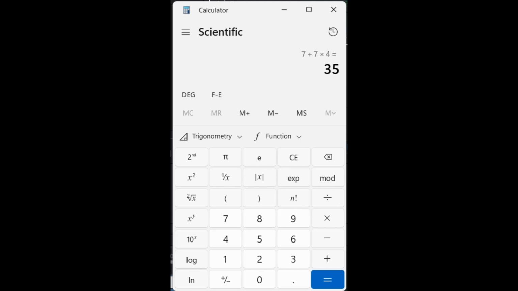And if you doubt me, please look up the order of operations. Please reference some of the links I have in the video about the order of operations. Those are the correct answers. That is the correct answer, 35.